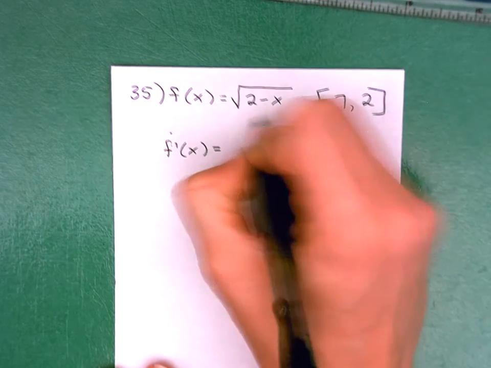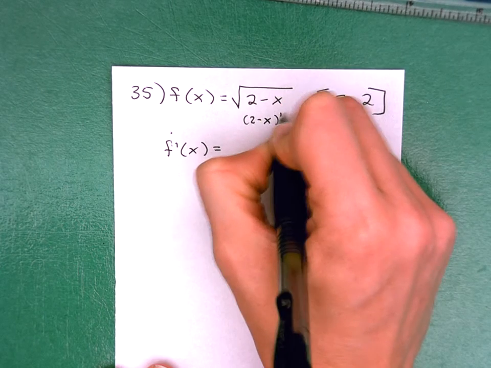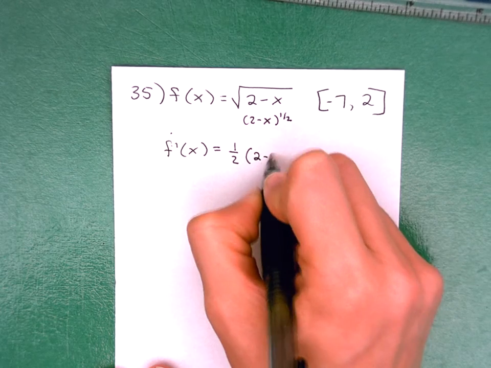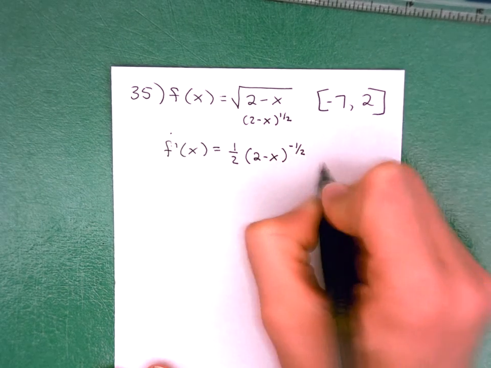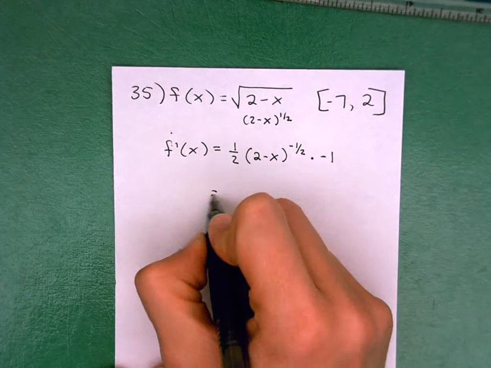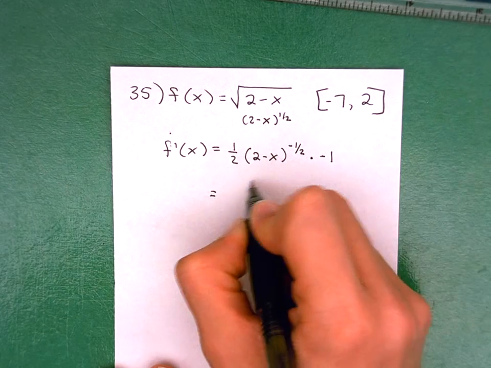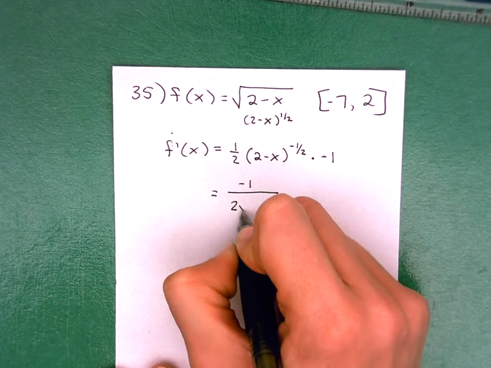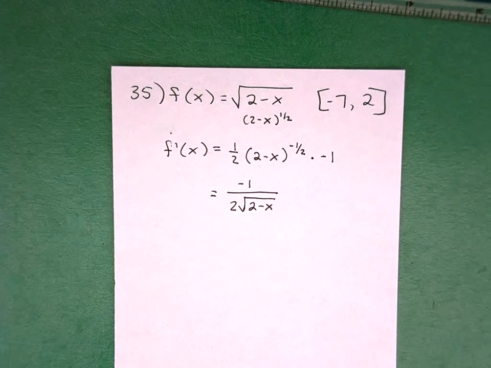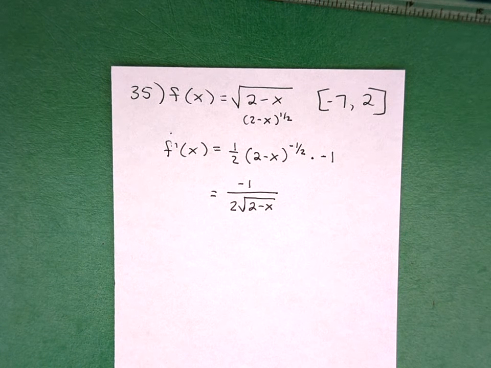For this derivative, this is 2 minus x to the 1/2, which is chain rule. So I'm going to bring down that 1/2, leave the guts alone, subtract 1 from the exponent times the derivative of the guts. Let me rewrite this really fast. We have the -1 on top, the 2 root 2 minus x on bottom. For non-differentiability, you might want to consider that denominator, but I'm not worried about it in this case. There won't be anything inside the interval, so we're good to go on the differentiability front. It's not an absolute value, so there's no cusp.